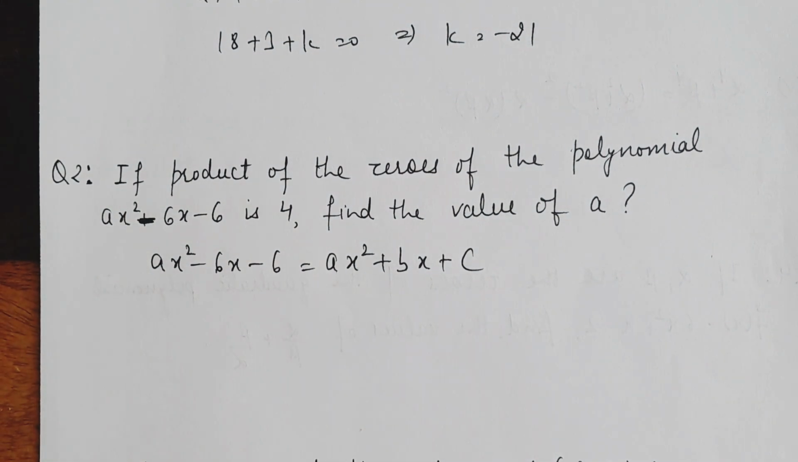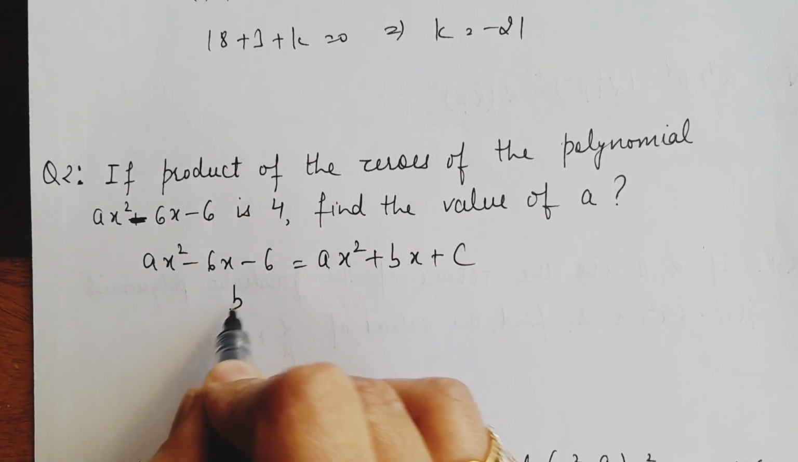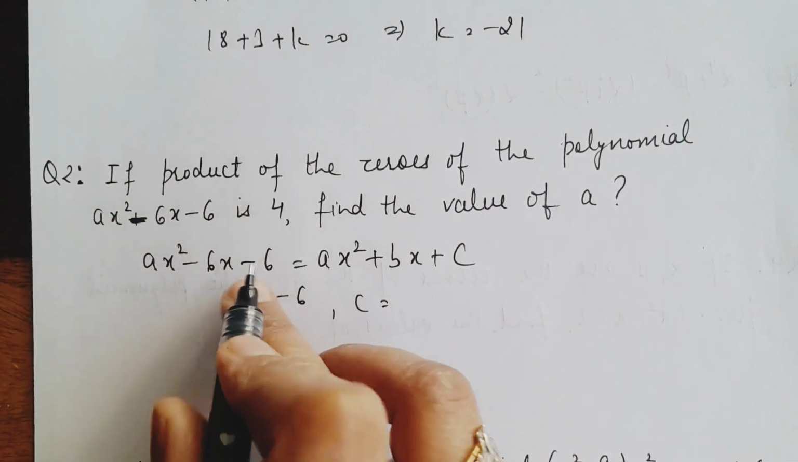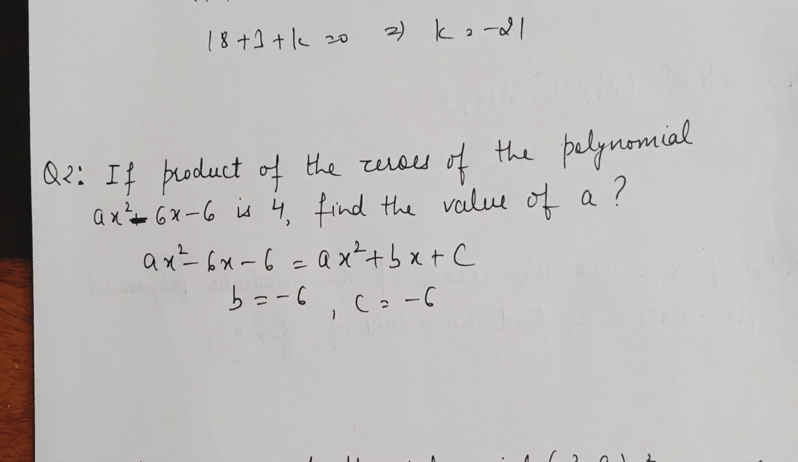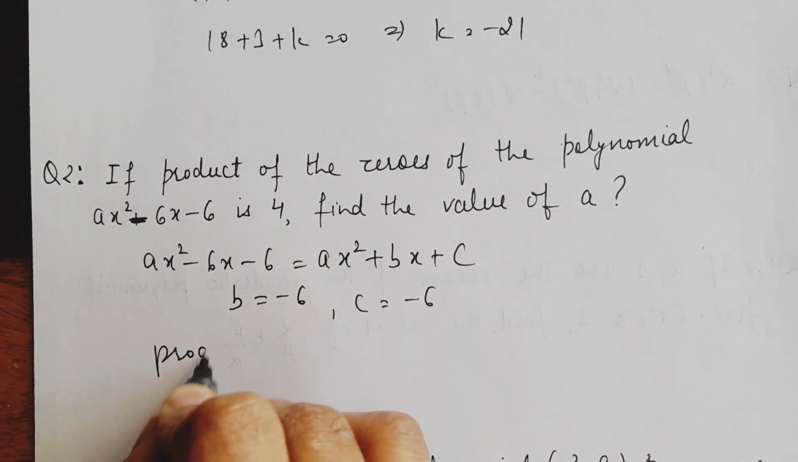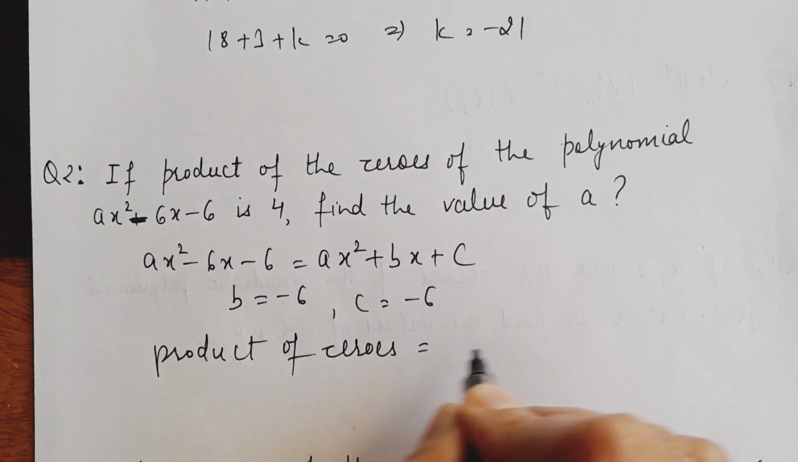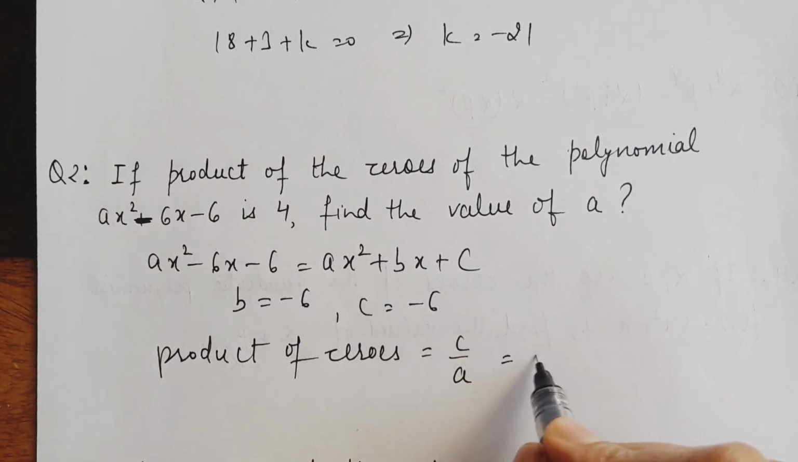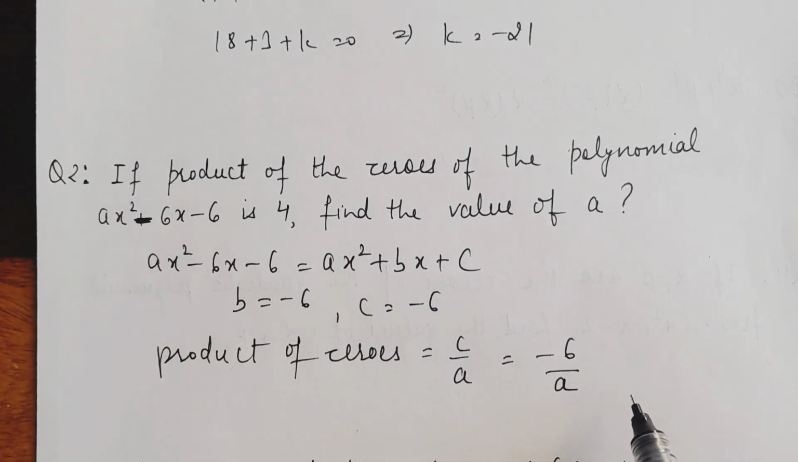So if you compare, you can see that a तो a ही है यहाँ पर. Value of b is minus 6 by comparison, and value of c is also minus 6. Sign also we will take along with the number. Now we know product of zeros, by relation between coefficients and zeros, is c by a. c is minus 6 and a is a here only. a की value तो आपको given ही नहीं है. So minus 6 by a.